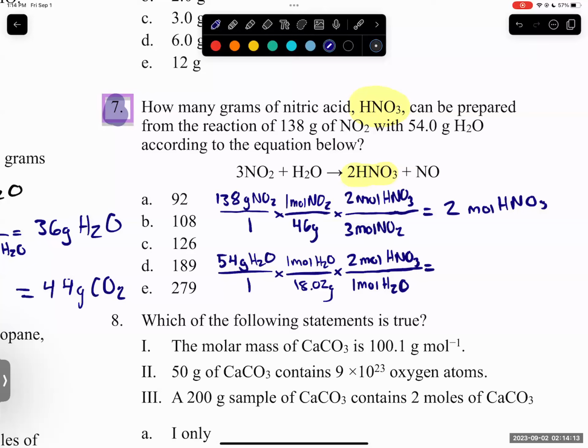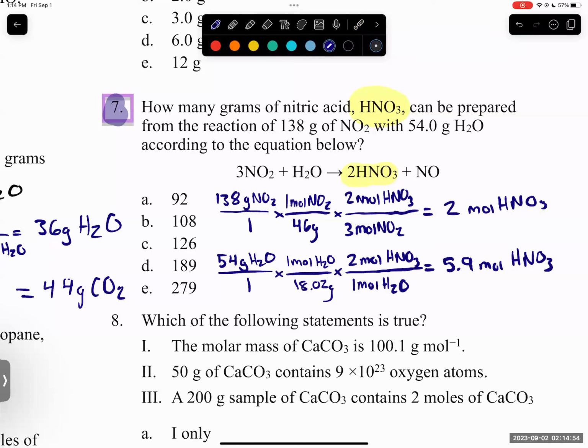Yeah, perfect. So what do y'all get in the calculator? 5.9933. I thought I heard 5.9, but I didn't know. So moles of HNO3. Which one's our limiting reactant? Well, HNO3 is not a reactant. Yeah, NO2. So nitrogen dioxide is our limiting reactant.